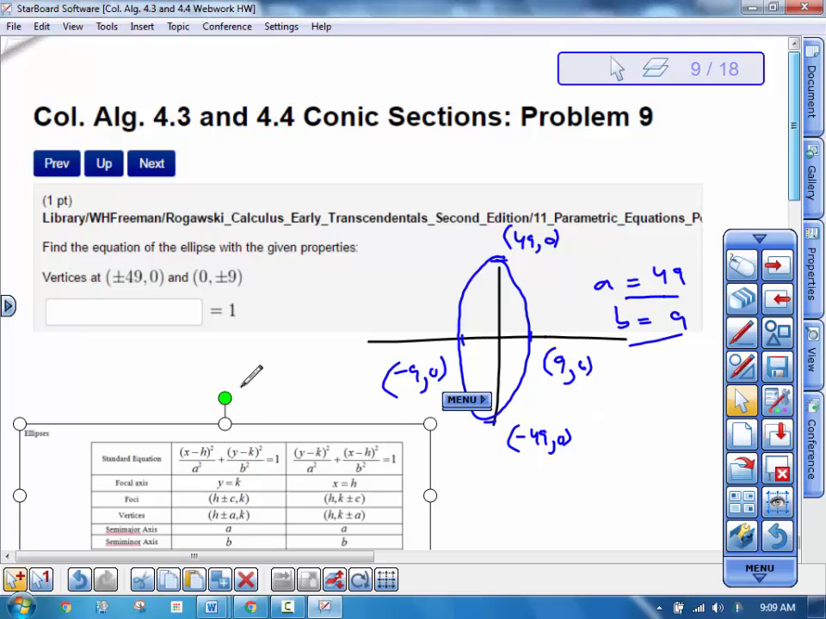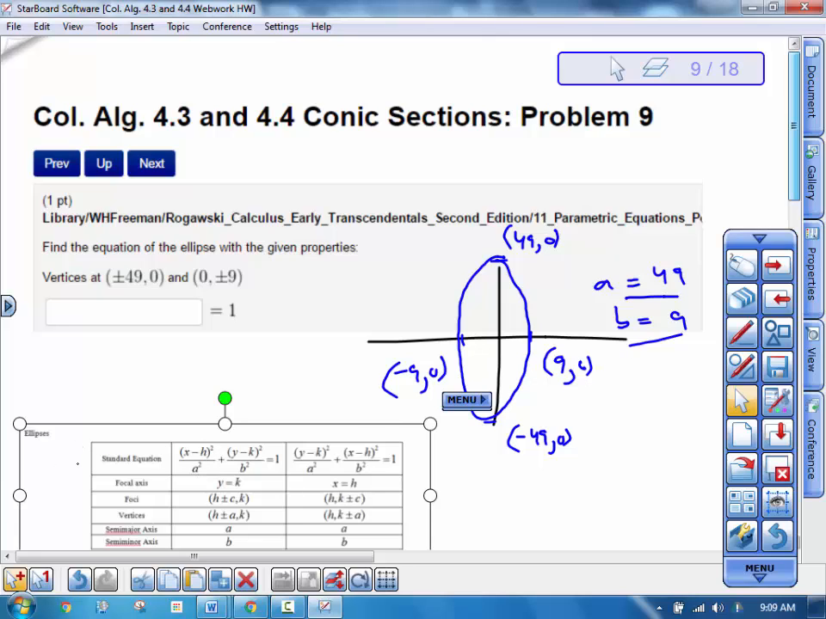Okay, so when it wants us to find the foci and the vertices, we're looking at this part right here. The foci are at h plus or minus c, comma k. So in this case, our h is 2. So we have 2 plus or minus c, comma 1. So we need to find c.